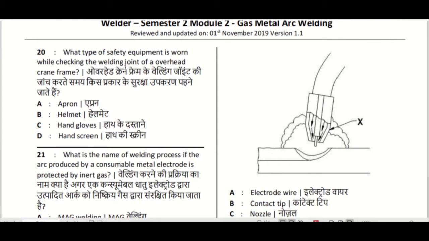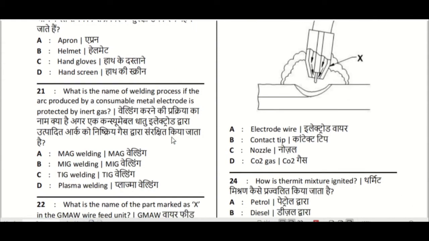What type of safety equipment is worn while checking the welding joint of an overhead crane frame? For overhead work, need to wear helmet.